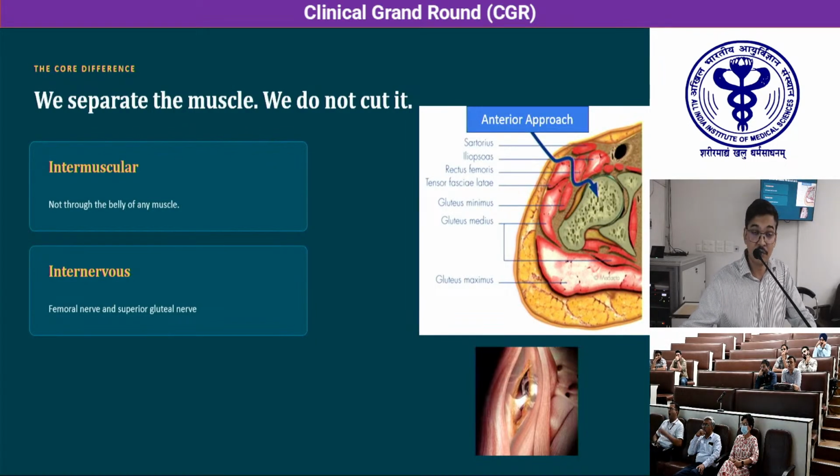So if you ask me what is the ideal approach, it has to be intramuscular and internervous, and this is the only approach which is actually intramuscular. It goes between the two muscle groups, primarily the anterior group of muscles, which are more or less supplied by the femoral nerve, and the posterior group of muscles, which are supplied by the superior gluteal nerve. So it is the ideal approach, but because of the technicalities and difficulties, it is rarely used.